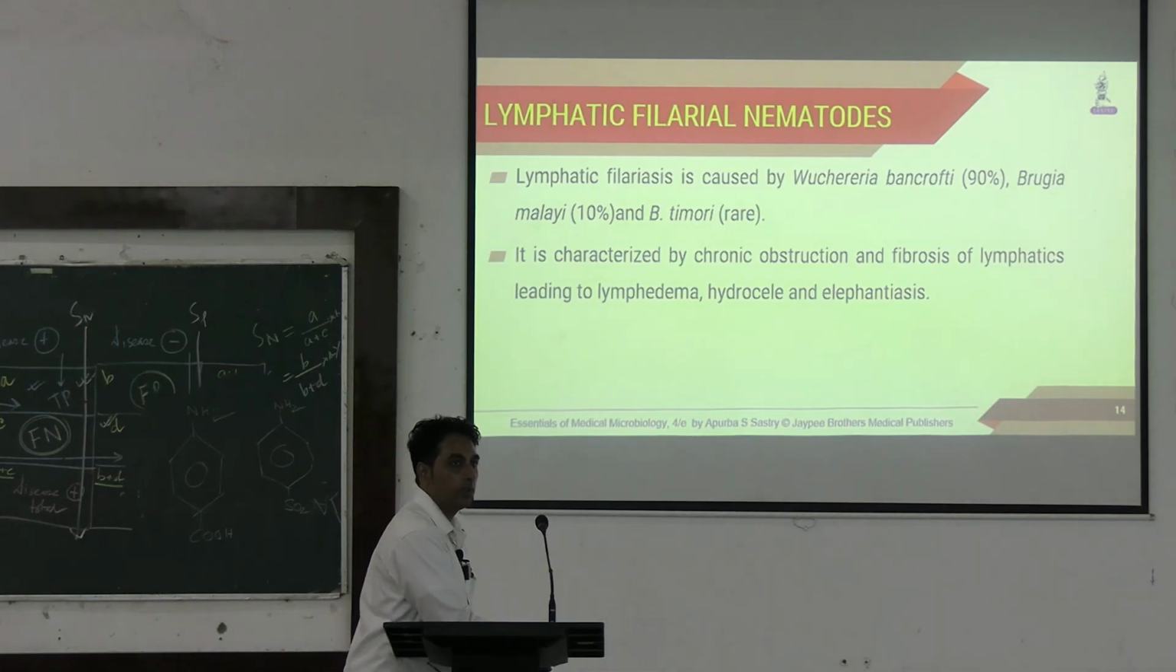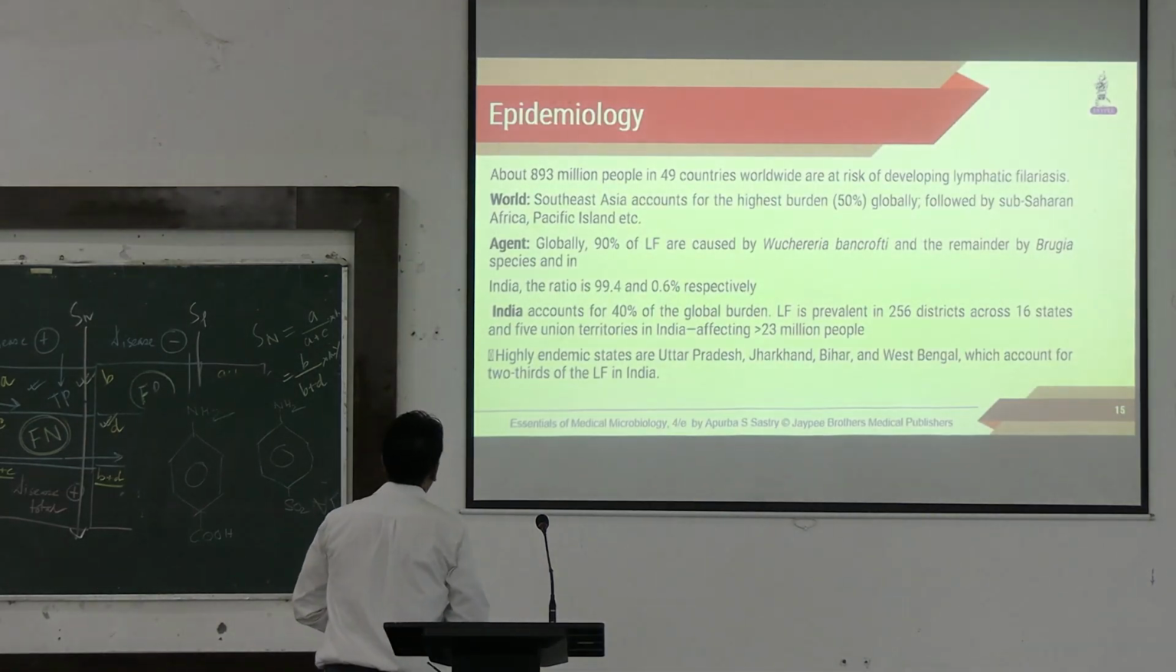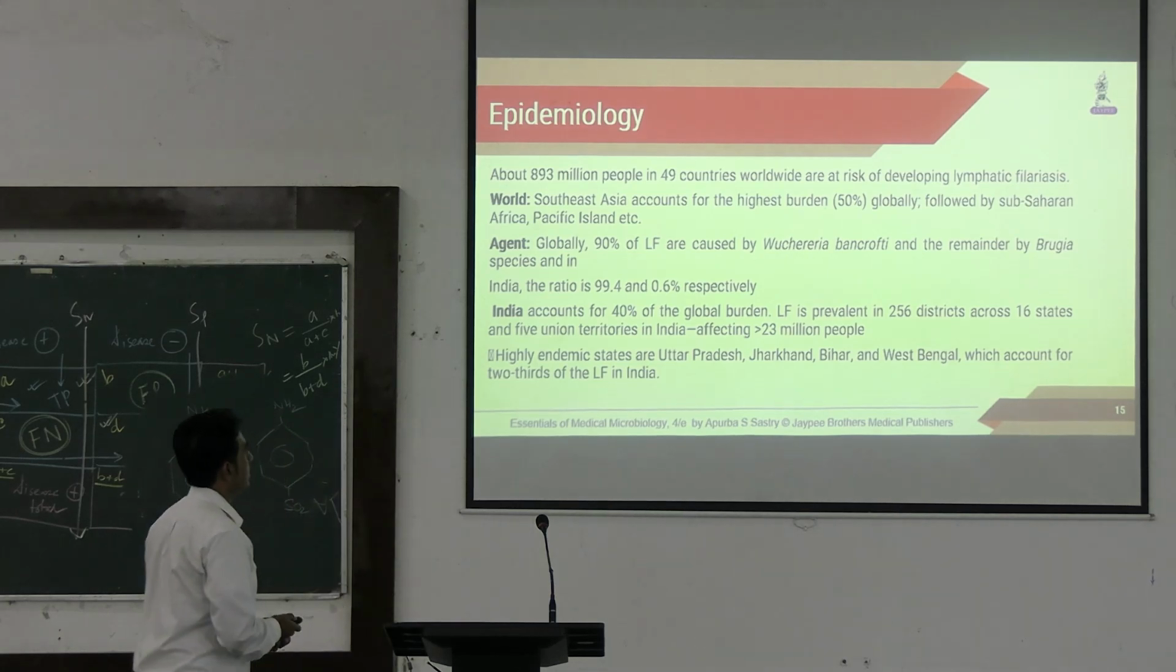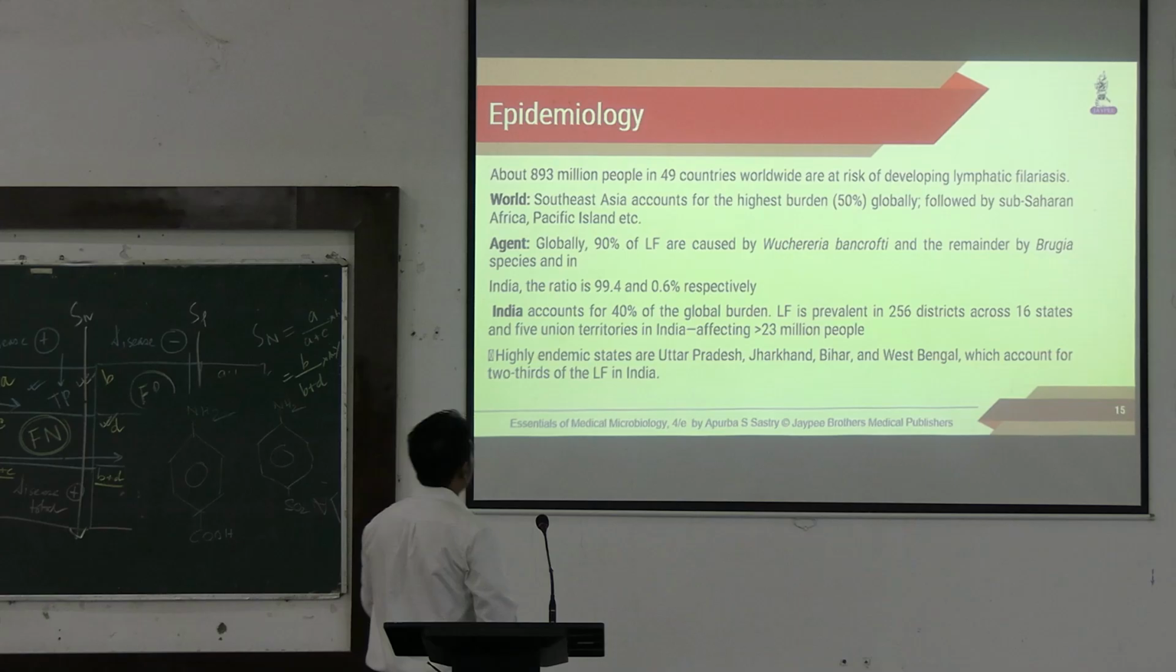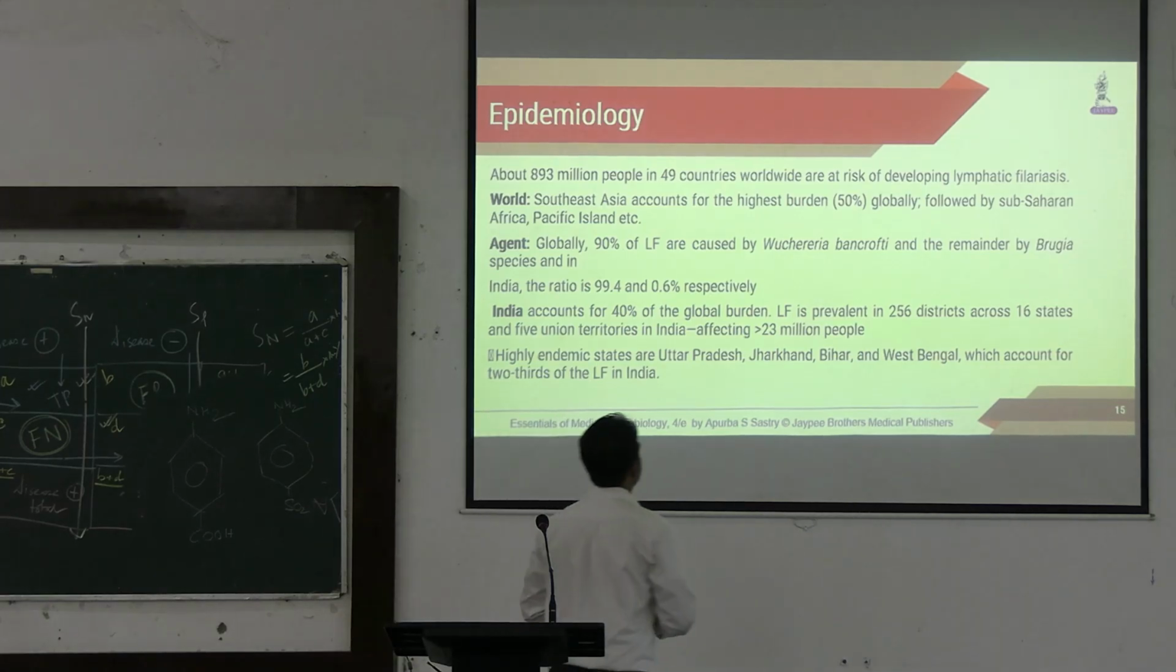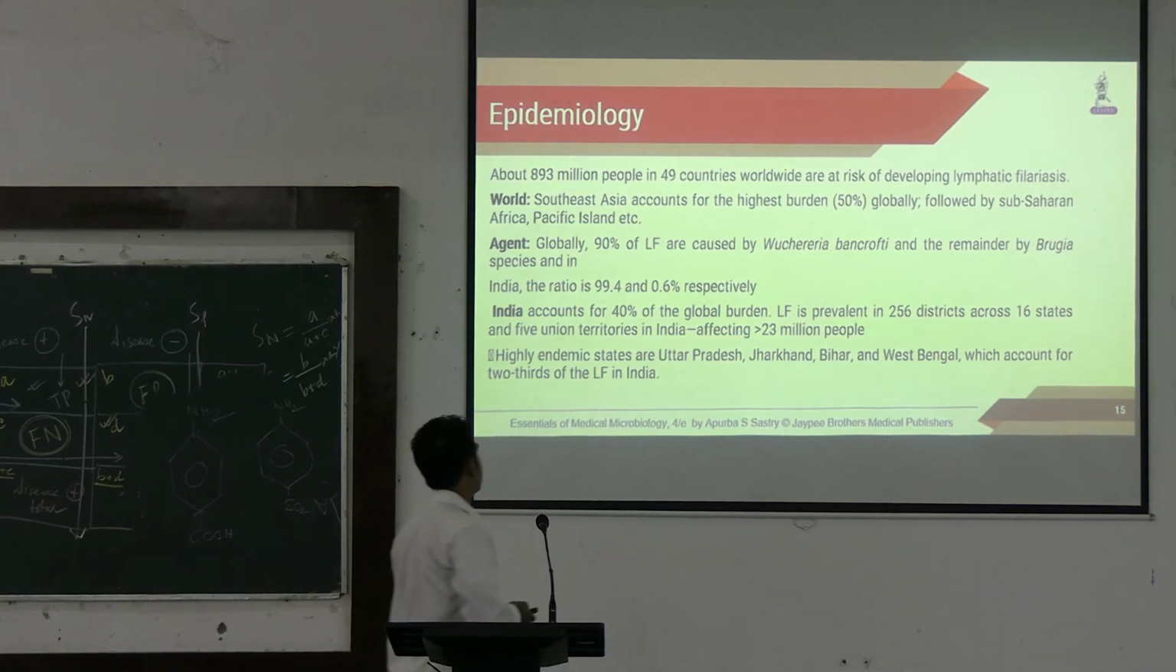and swelling of the lower limbs producing elephantiasis. About 893 million people in 49 countries worldwide are at a risk of developing lymphatic filariasis. Southeast Asia accounts for the highest burden globally, followed by sub-Saharan Africa.